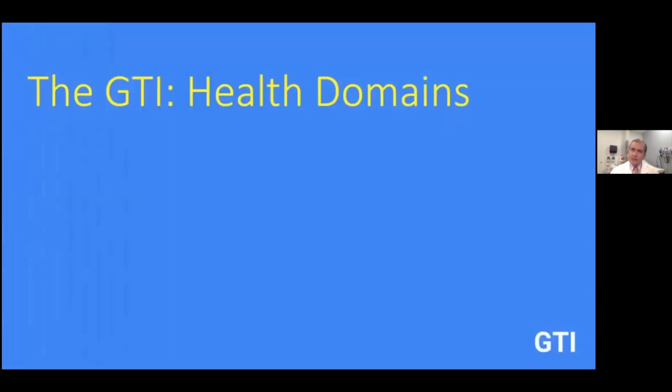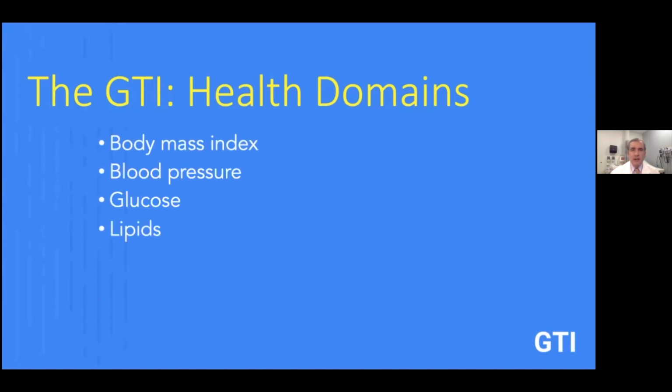So here are the health domains, and this is getting into the background information that is really required to help you understand the data that I'm going to show you. Here are the health domains addressed by the GTI. The first four are body mass index, blood pressure, glucose metabolism, and lipid metabolism. And recognize that all of these are easy to measure. They're already measured in the course of a routine clinical trial. These are data that you're already collecting.